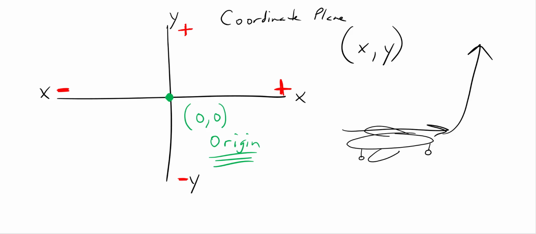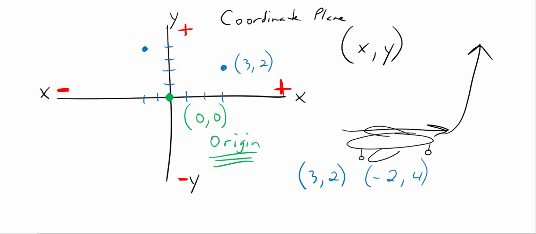If I said 3, 2, it's 1, 2, 3 in the x direction and 1, 2 in the y direction, so your coordinate would be here. This is 3, 2. Let's do another one: negative 2, 4. It's negative 2 in the x direction, always x first, and positive 1, 2, 3, 4 in the y direction. So that would be negative 2, 4.